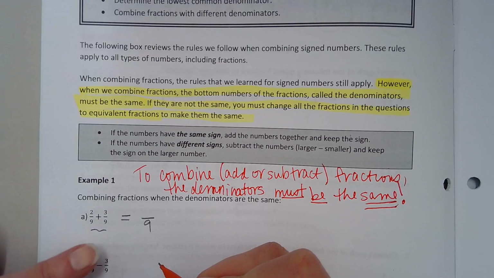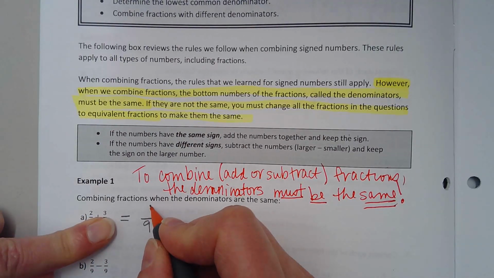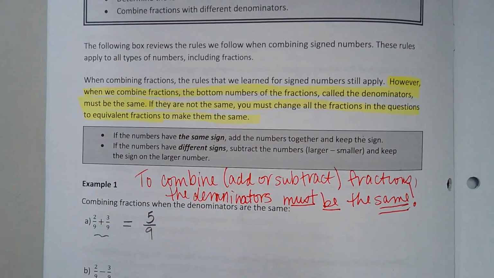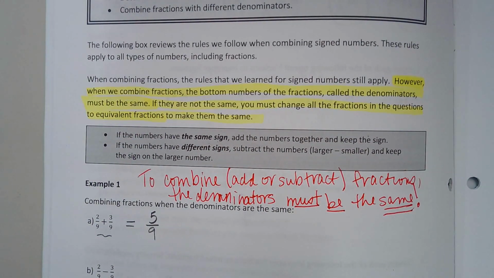And I just add, I ignore the denominator now. I've done the work of the denominator. 2 plus 3 is 5. So my answer is 5/9. Right? Doesn't get easier than that.